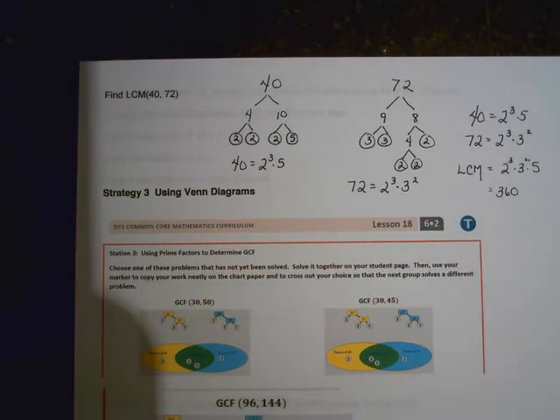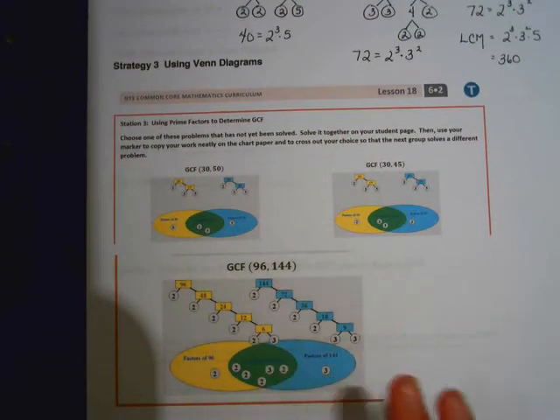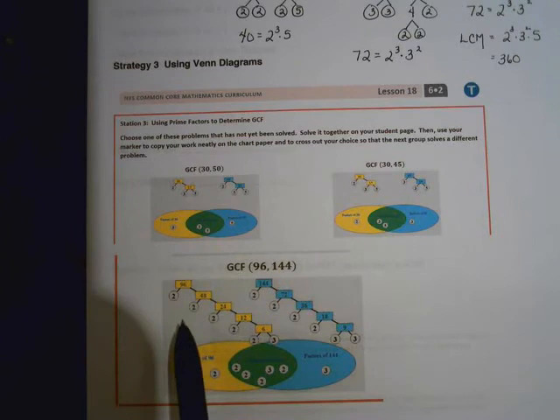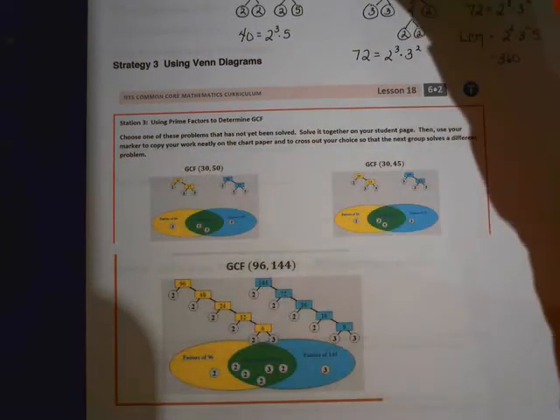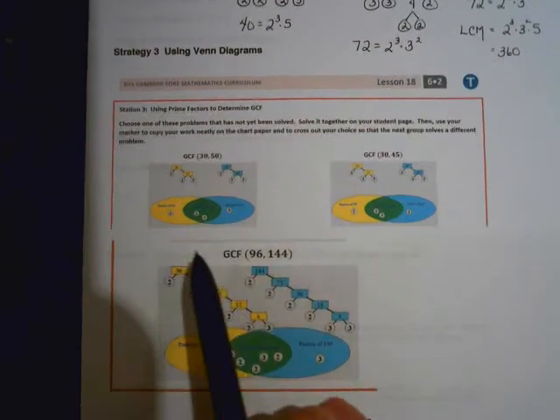All right. Let's check out EngageNY. They use Venn diagrams as the coolest thing ever to figure out GCF and LCM. All right, so let's look at this. I'm going to try to zoom in. I can't zoom in on this.